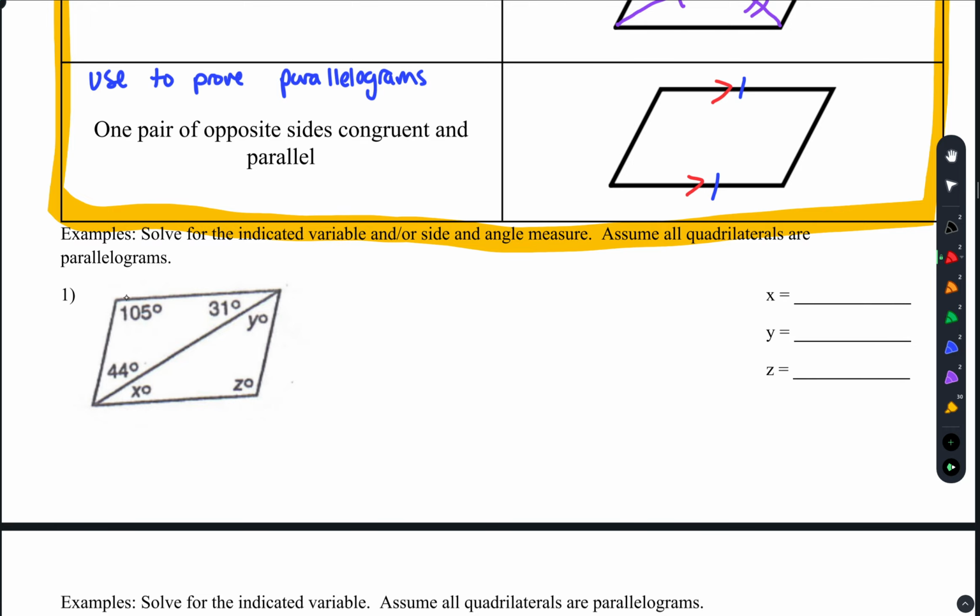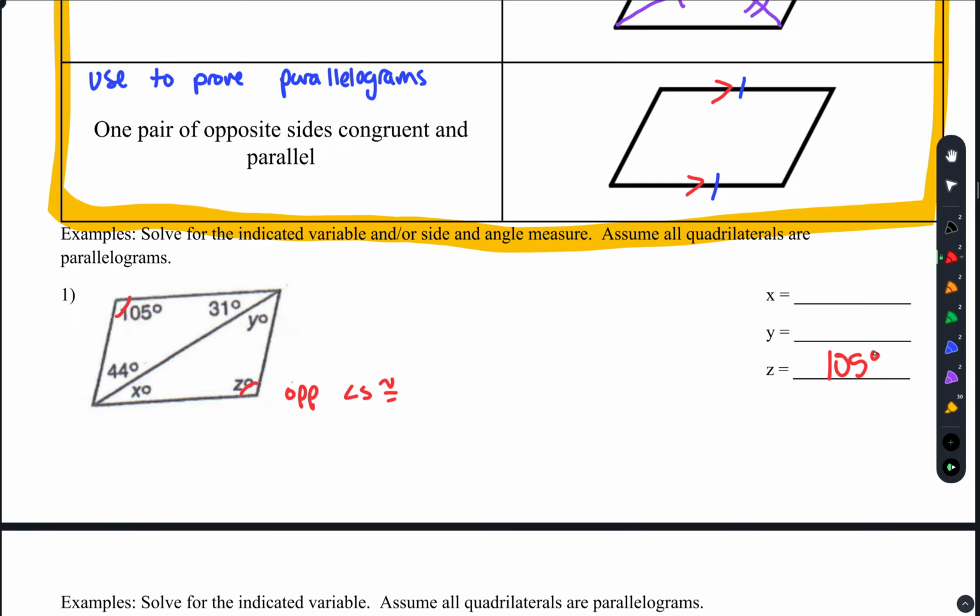Z is 105. The property that says that z is 105 is that opposite angles are congruent. So that means z and 105 are opposites. They are congruent. Whenever we write angle measures, by the way, just make sure that you put a little degree symbol next to it. Okay, that's 1.